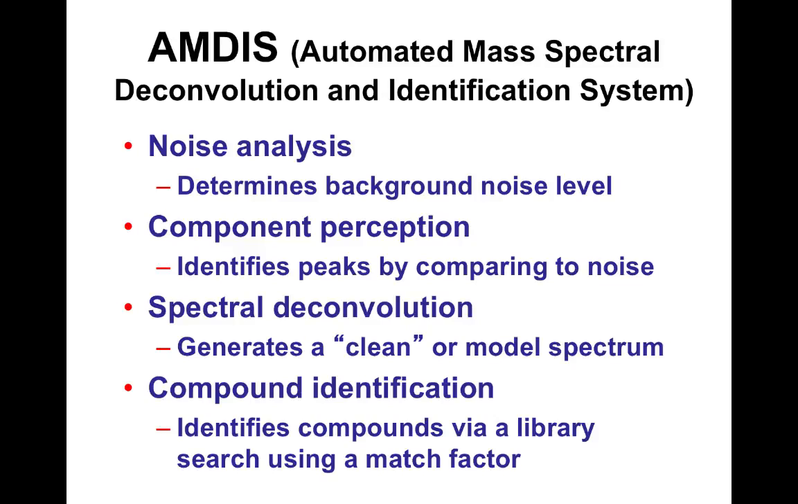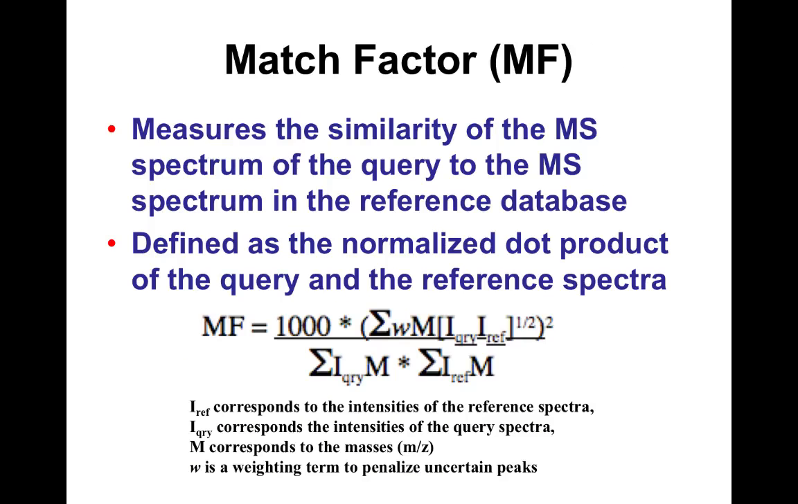Now, rather than giving a 0 to 10 confidence score, it produces something called a match factor. So this is a formal definition of the match factor: it's measuring the similarity of the mass spectrum of the query to the mass spectrum in the reference database. So you could use a match factor for NMR, you could use a match factor for GCMS, you could use a match factor for LCMS.